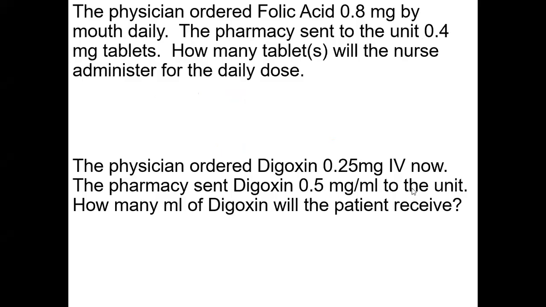Okay, on this one, the physician ordered digoxin 0.25 milligrams IV now. And the pharmacy sent digoxin 0.5 milligrams per ml to the unit. Wants to know how many mLs of digoxin the patient received. So again, you need 2 things here, okay? You need the order, which is digoxin 0.25 milligrams, and your supply on hand, which is 0.5 milligrams per ml. And it wants to know how many mLs we got.